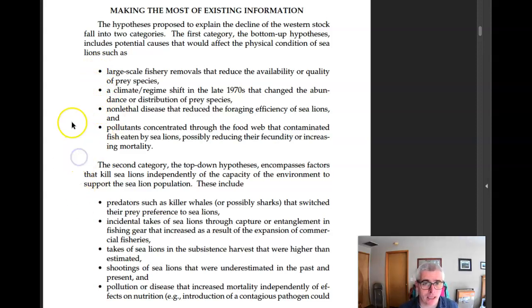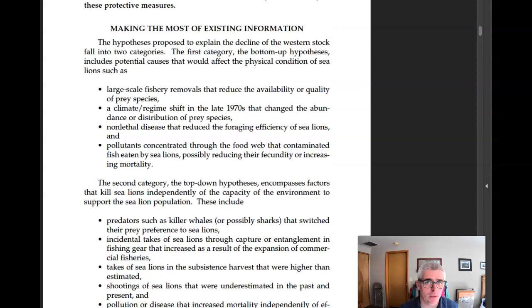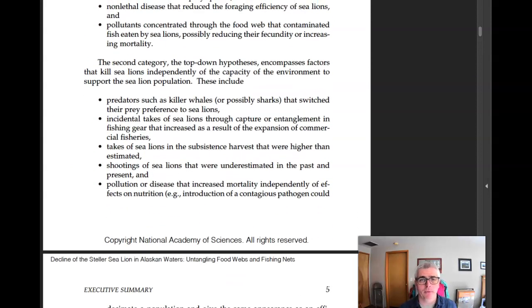The second category, and we'll talk more about bottom up versus top down in the next section, but I want you to know this. Top-down hypotheses are things that could be eating the sea lions. If you're an herbivore, I know they're not herbivores, you're eating algae or grass, and then things are coming from the top and eating you: bottom up, top down. Or if you look at it in the trophic levels, is it the trophic level above you or the trophic level below you that's having the biggest impact?